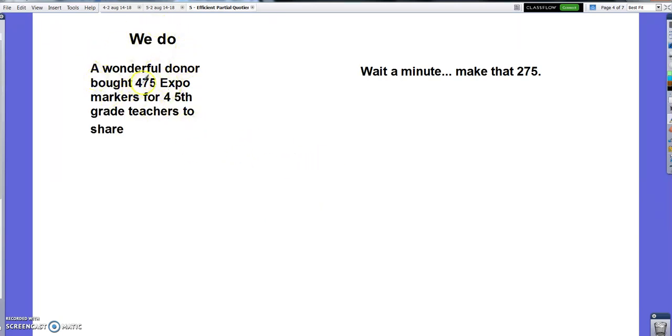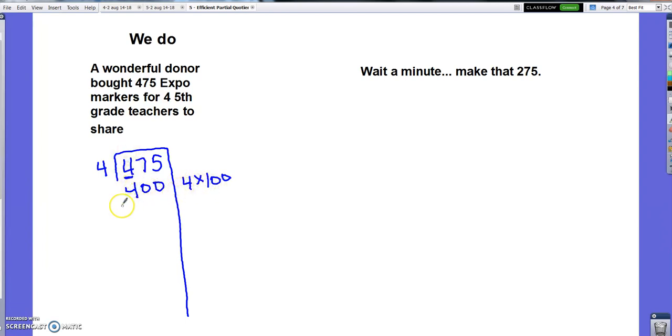A wonderful donor brought 475 expo markers for 4 5th grade teachers to share. So how many would each teacher get to have? So I'm going to divide 475 markers by 4 5th grade teachers. And here we go. So remember, I start by just looking at my hundreds. How can I clear out as many hundreds as possible in one step? So that's going to be 4 times 100, because 4 times 100 is going to give me that 400. And I cleared out my whole hundreds place doing it that way.